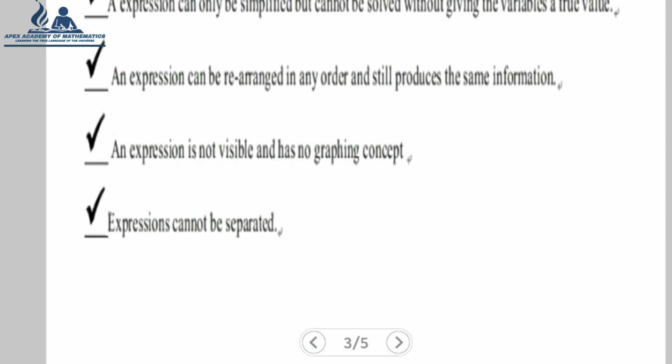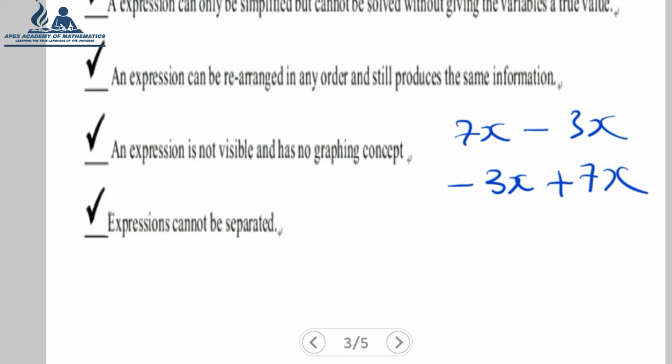An expression can be rearranged in any order and still produces the same information. So if I have, let's say, 7x minus 3x, I can of course take the negative 3x and put it at the front, and take the 7x and put it at the end, and I'm still saying the same thing. All right, so that's one good thing about an expression, provided that you use the correct signs with the terms.